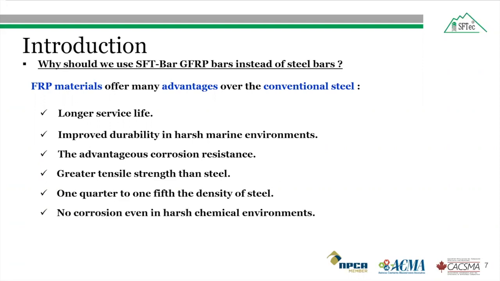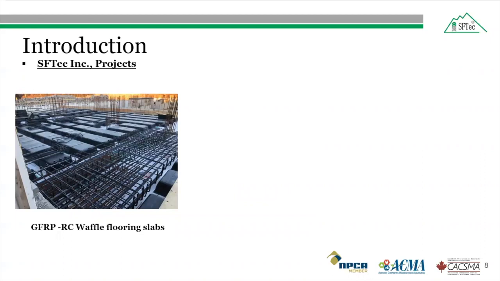And due to the corrosion resistance, FRP bars are good for harsh chemical environments as well. They are neutral to electrical and magnetic disturbances, which is useful for applications such as airports, military applications, MRI rooms, and hospitals. Some of the field applications of SFTec FRP bars we have already done in Canada include a GFRP reinforced concrete flooring slab designed with SFTec glass fiber reinforced polymer bar, which was built last year in Halifax, Nova Scotia.